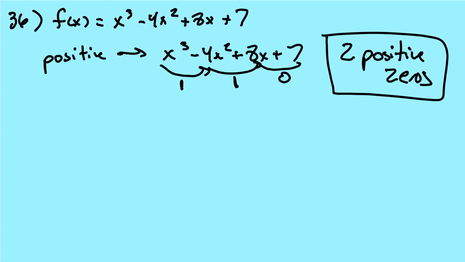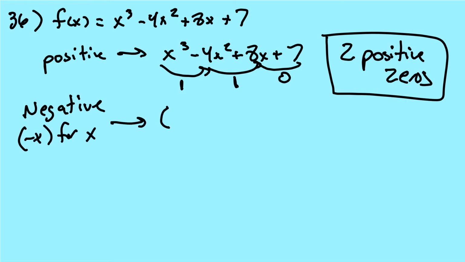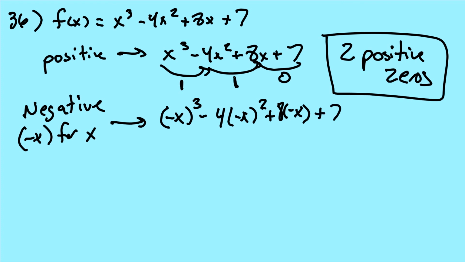Alright, that's step 1. To find the negative, I put in negative x for x, and then I've got to simplify. So I put negative x in here for the cubed, minus 4 negative x squared plus 8 times negative x plus 7. Now notice, because I have these odd exponents, things will actually change. So this negative x cubed becomes minus x cubed. The negative x squared doesn't change, so it says minus 4, then it stays x squared. Negative x changes, so it becomes minus 8x plus 7.